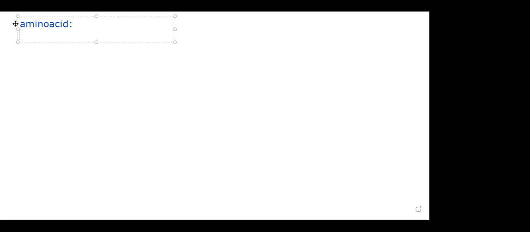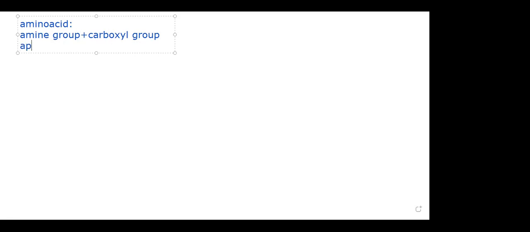Amino acids are the monomers of proteins. Amino acids join together to form a polymer called proteins. An amino acid contains an amine group plus a carboxyl group.